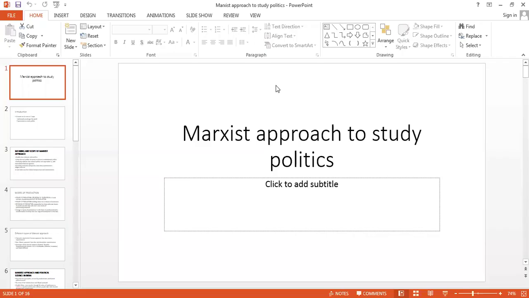Hello friends, today we are going to discuss the topic Marxist approach to study Indian politics. This is a series of course of BPSC 132 Indian Government and Politics of IGNOU. Earlier we discussed the liberal approach to study politics. Now this is the second one, Marxist approach to study politics. Let's get into the introduction part.